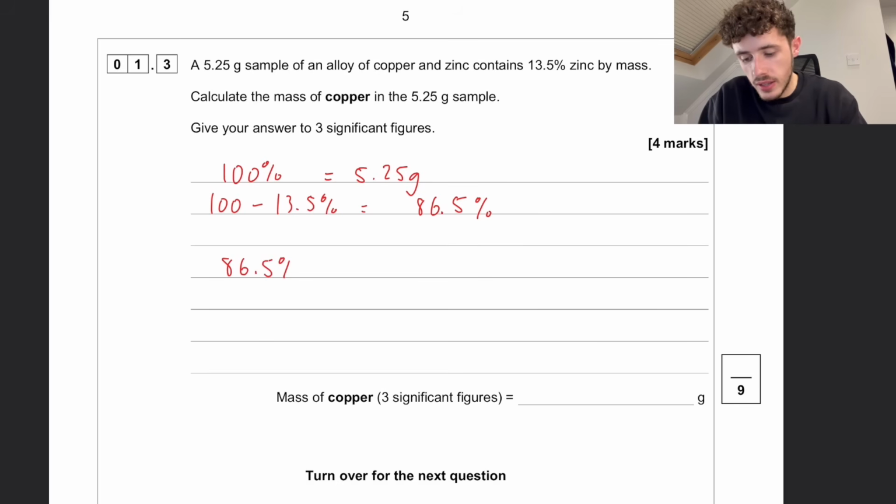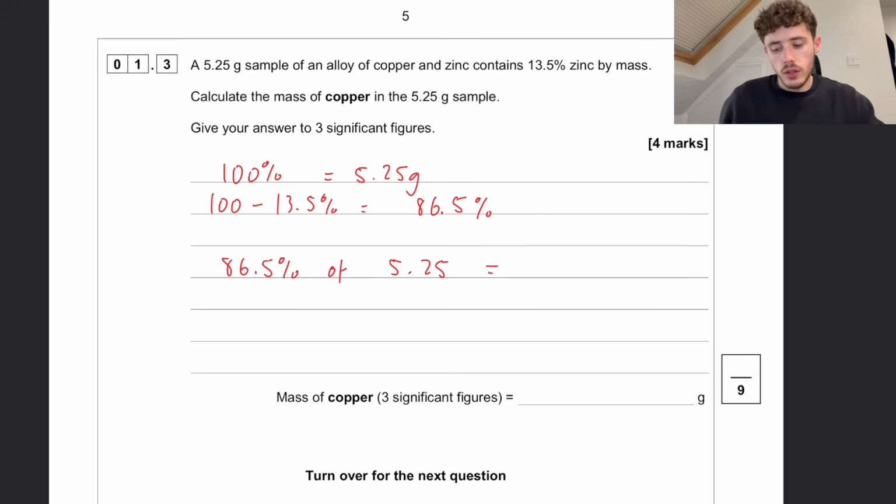So we need to work out 86.5% of 5.25. So you can put that in your calculator simply by putting 0.865 times 5.25, and that will give you your final answer. And to 3 significant figures, that would be 4.54 grams.